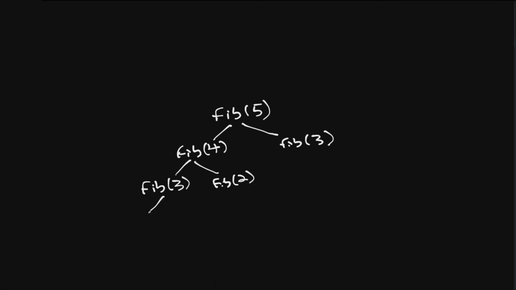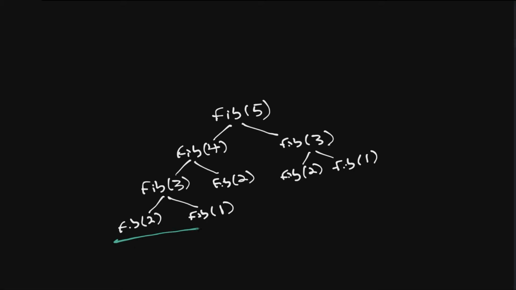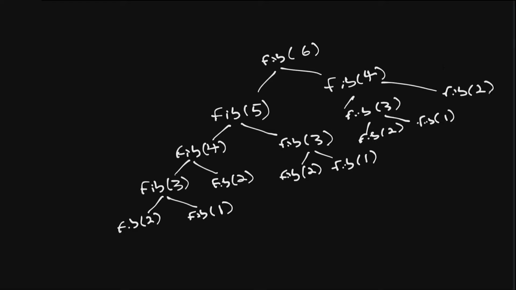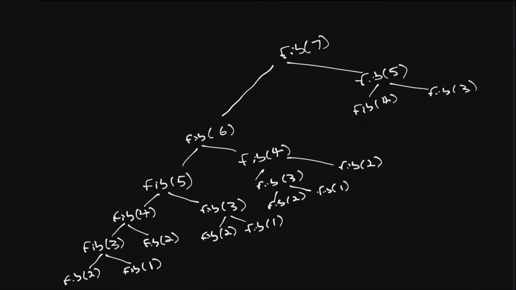But 3, once again, fib of n minus 1 and fib of n minus 2. Same thing over here. So you'll notice that there's some redundant work here. This is the same as this. You can see how this adds up pretty quickly.